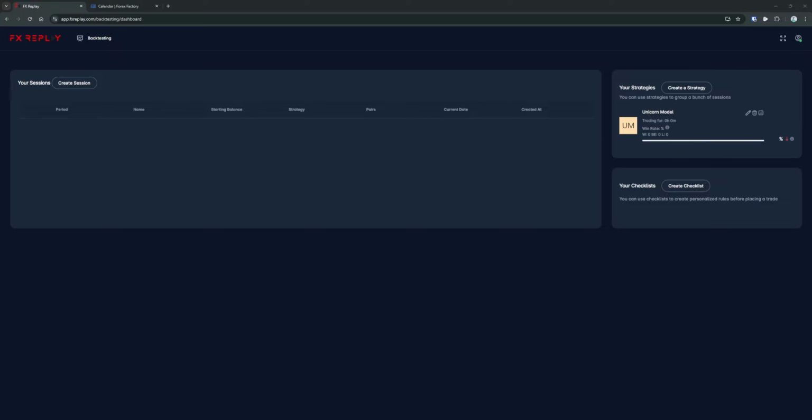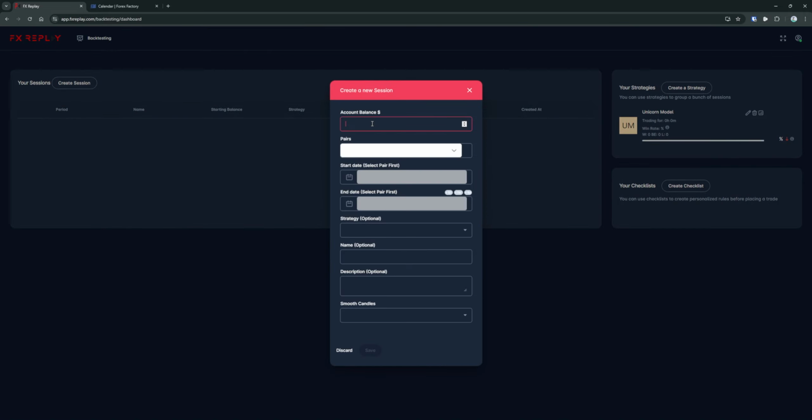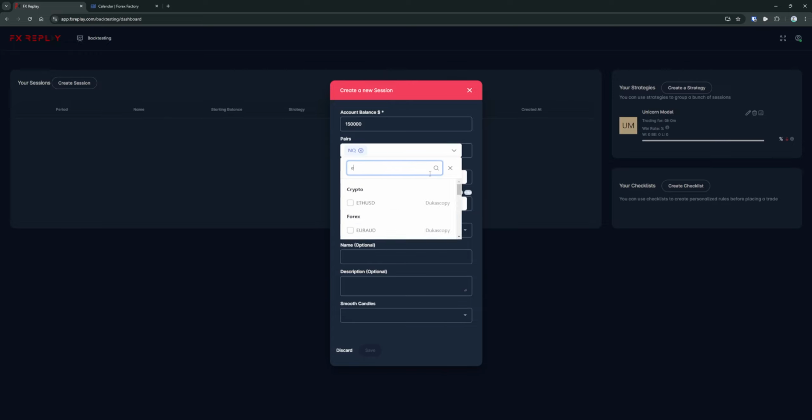So I'm going to be doing another backtesting session here using FX Replay. This is the model that I'll be using today as always. So let's get into the session. So we'll start with an account balance of 150,000 and the usual suspects, NQ and ES.